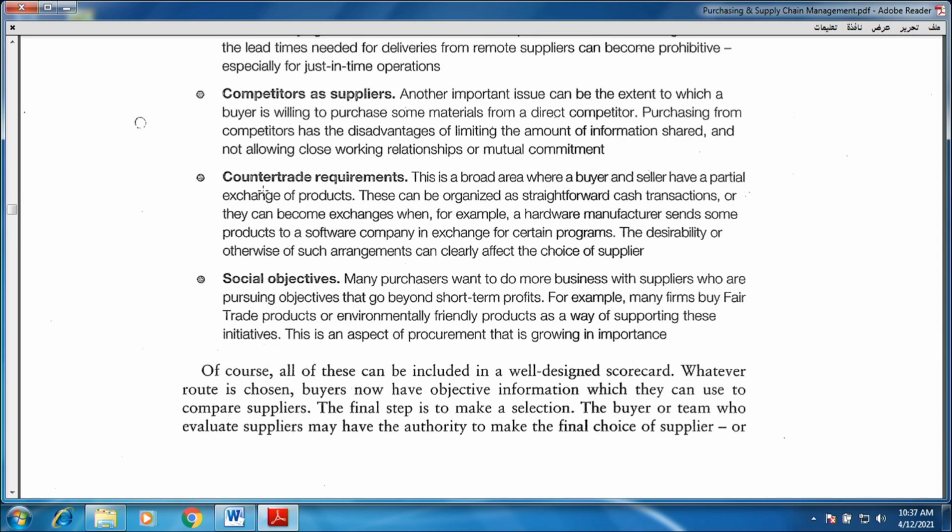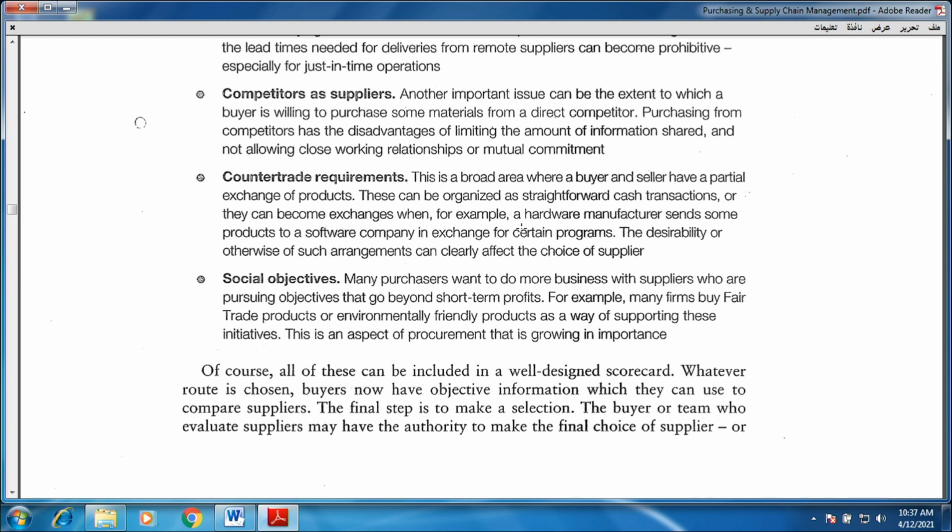Another factor to be considered is the counter trade requirements. We sometimes use the scorecards to guide us to the best suppliers, but among the top 3 or 4 or 5 suppliers, we could select the third one or the fourth one because of a certain issue, which is the exchange of materials rather than exchanging money for materials. What we call counter trade, al-muqayada.